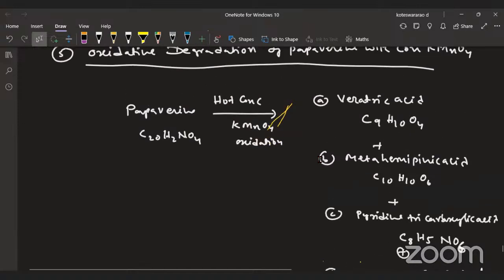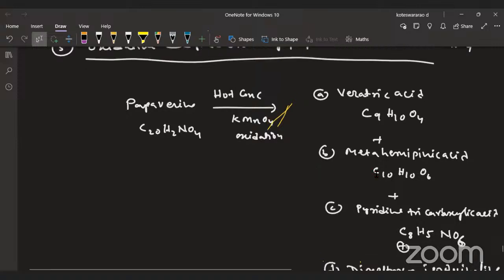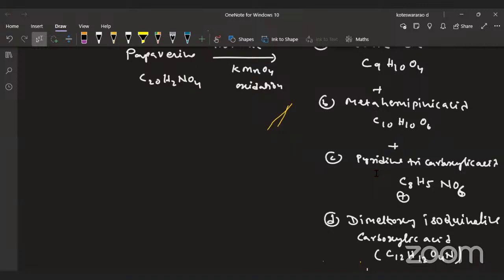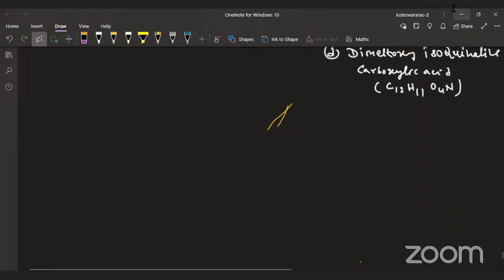There are four molecules generated on the oxidative degradation of papaverine with concentrated KMnO4. That is veratric acid, its molecular formula is C9H10O4; metahemipinic acid, C10H10O6; pyridine tricarboxylic acid, C8H5NO6; and dimethoxy isoquinoline carboxylic acid, that is C12H11O4N, one single nitrogen atom. These are the four molecules generated. Then every molecule's structure we need to elucidate, then only we can find out the structure. First, we come to the structure of veratric acid.